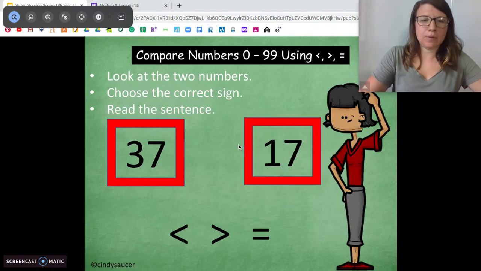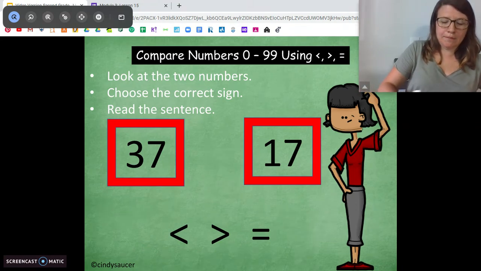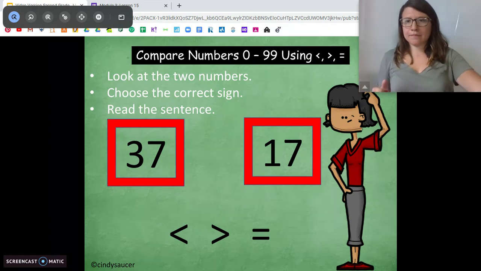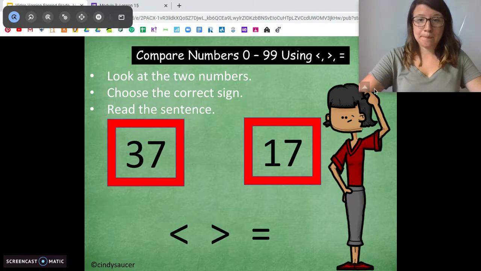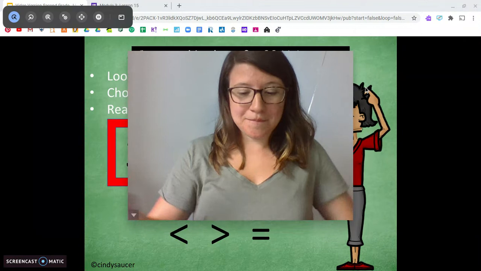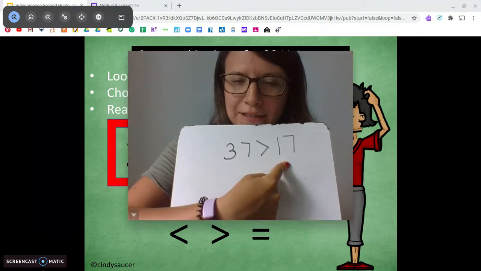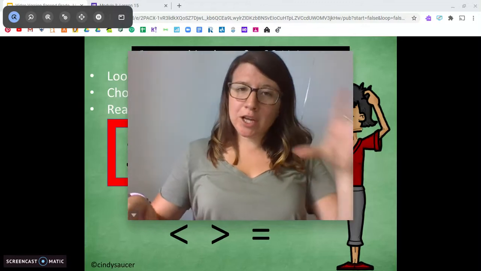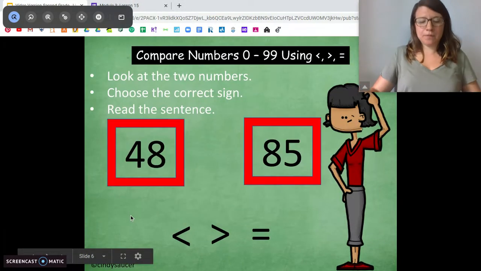All right, try this one. Go ahead and write that comparison sentence. I'm going to do the same. Pause if you need more time. Okay, read it to me. What'd you get? Awesome. 37 is greater than 17. Awesome work. 37 is bigger, so the mouth is eating the 37. All right, try the next one.